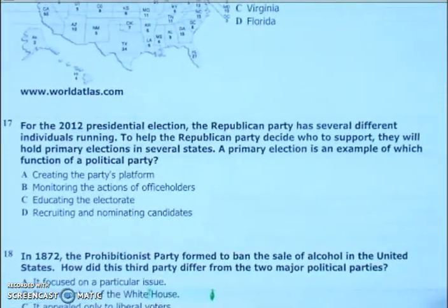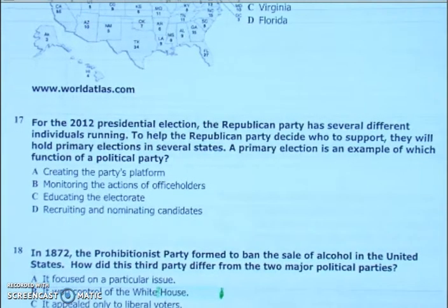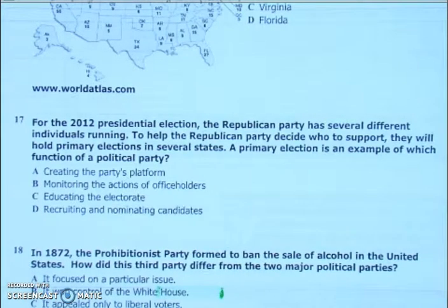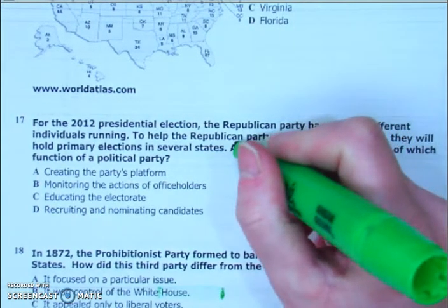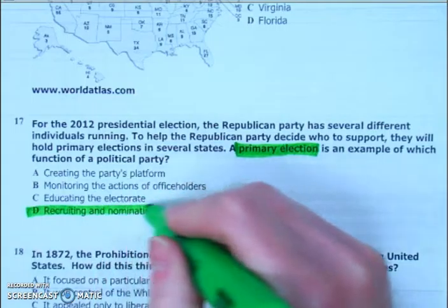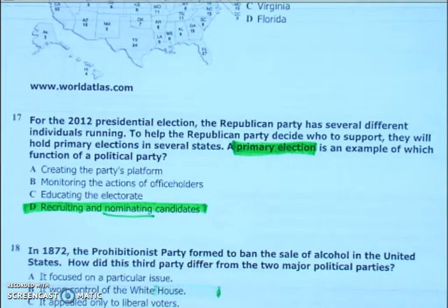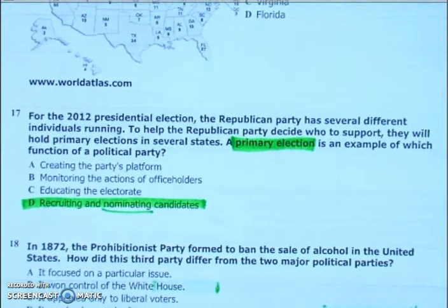Number 17 was a question a lot of people missed, so let's look at that one. It says, for the 2012 presidential election, the Republican Party has several different individuals running. To help the Republican Party decide who to support, they will hold primary elections in several states. A primary election is an example of which function of a political party? The important words here are primary election, because you need to think about what primary elections decide. Primary elections decide who the candidates will be. So this is an example of recruiting and nominating candidates, and it's the nominating aspect. The primaries help the political parties decide who they're going to nominate for office.